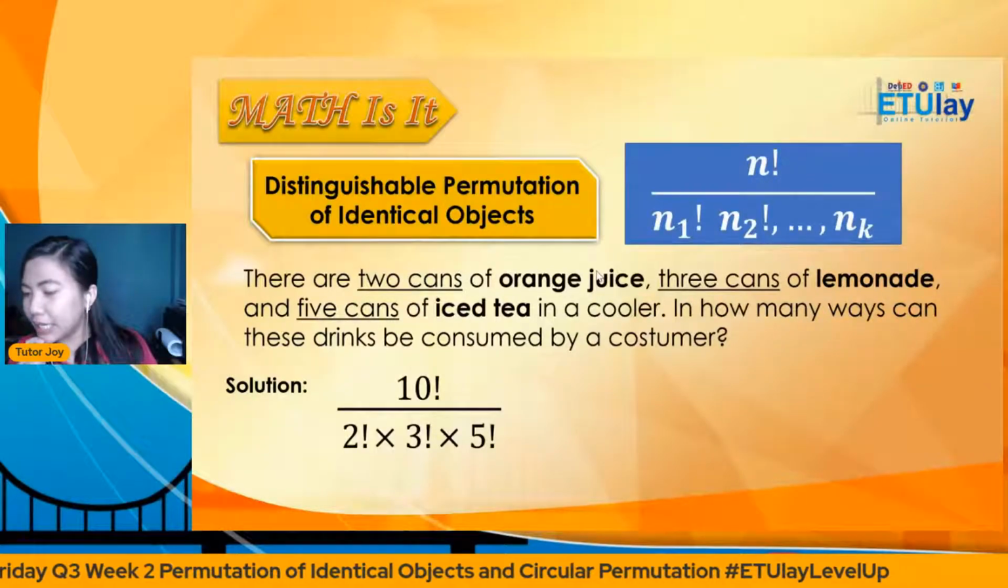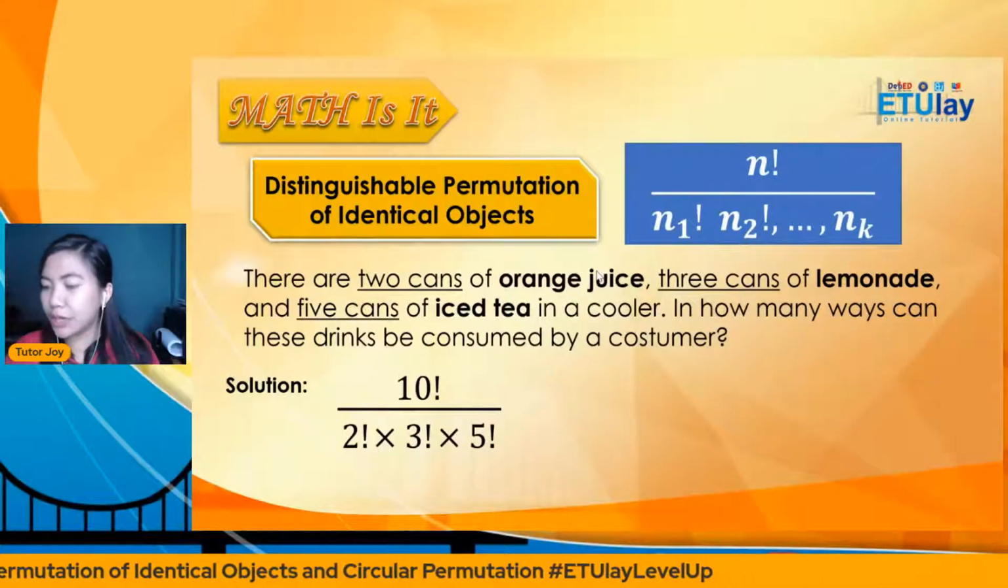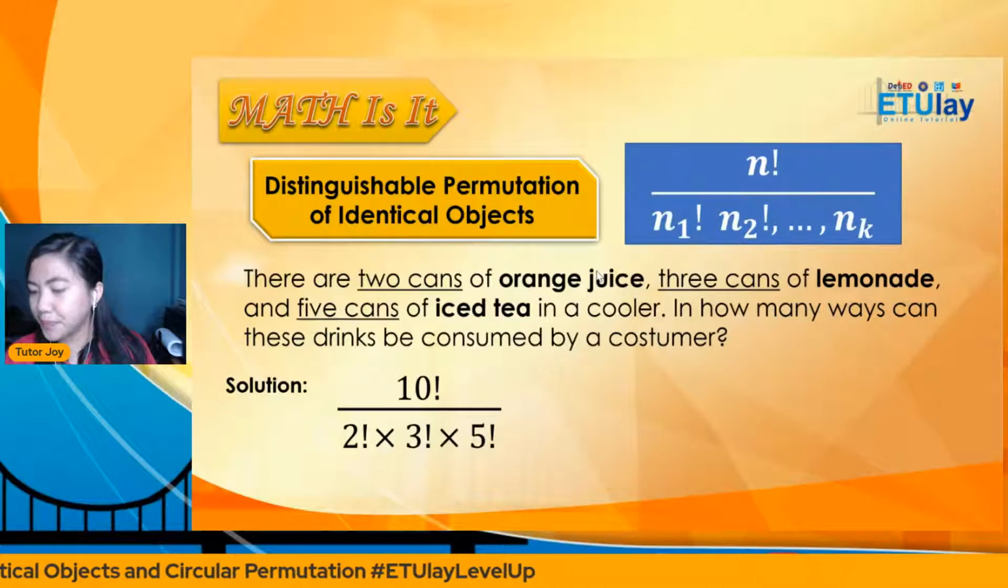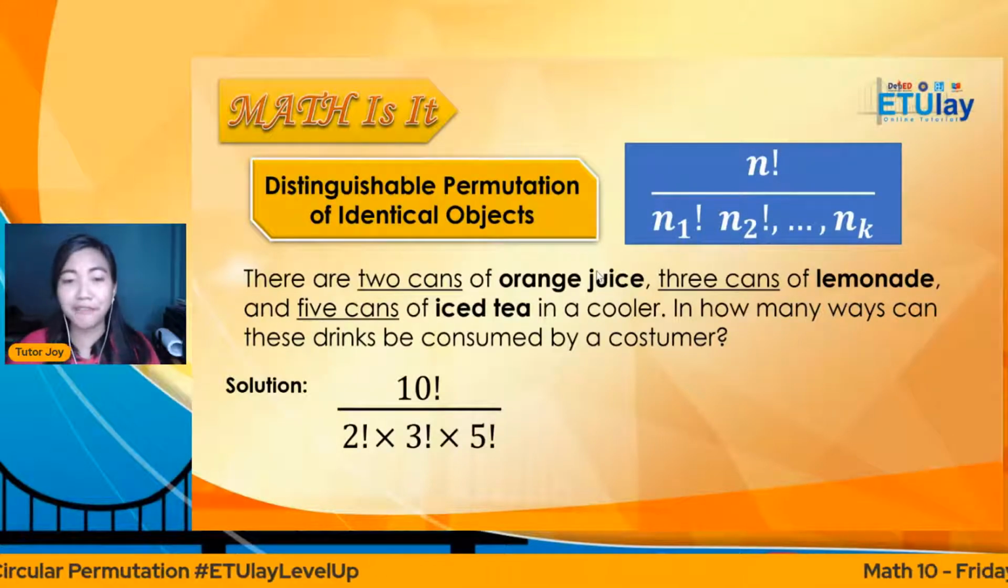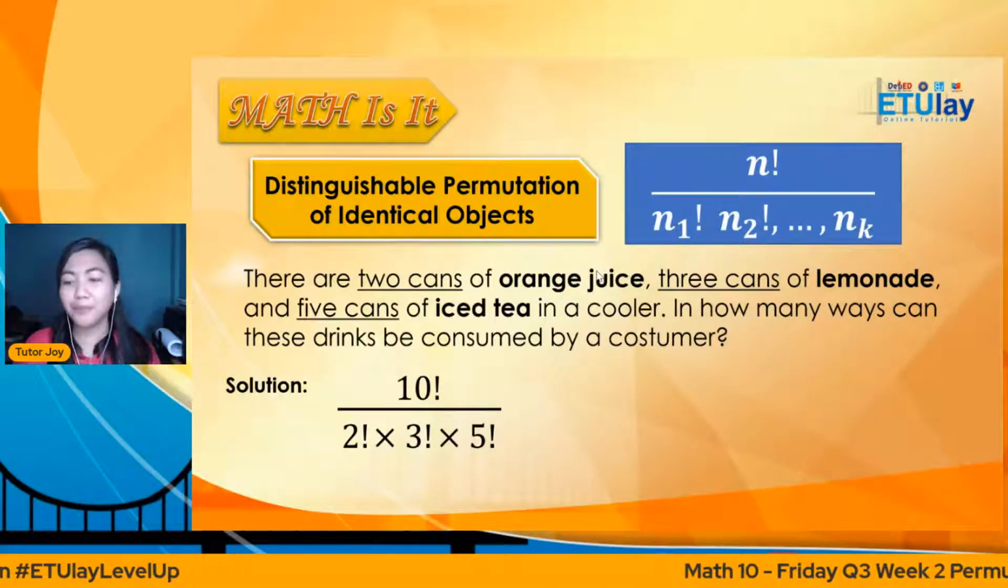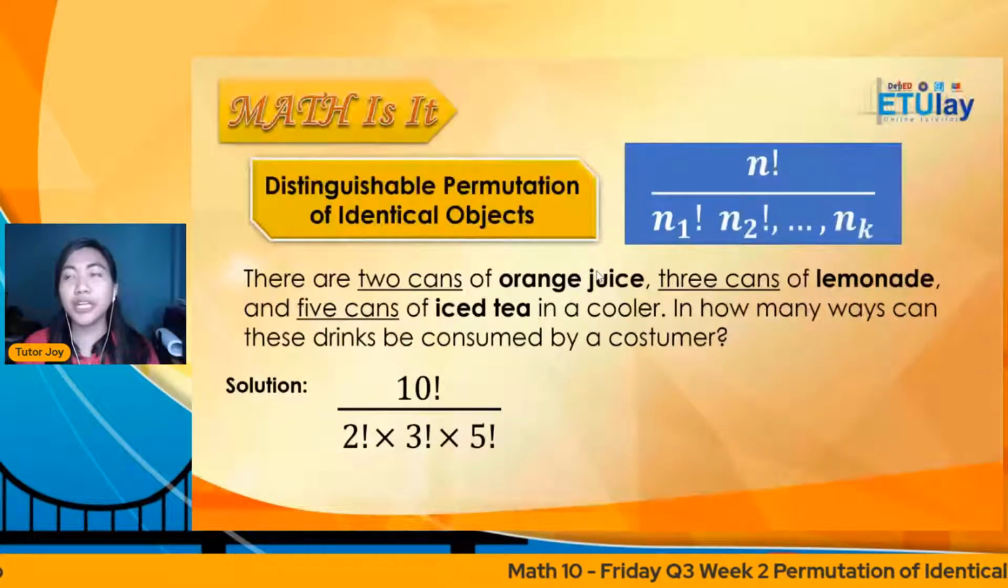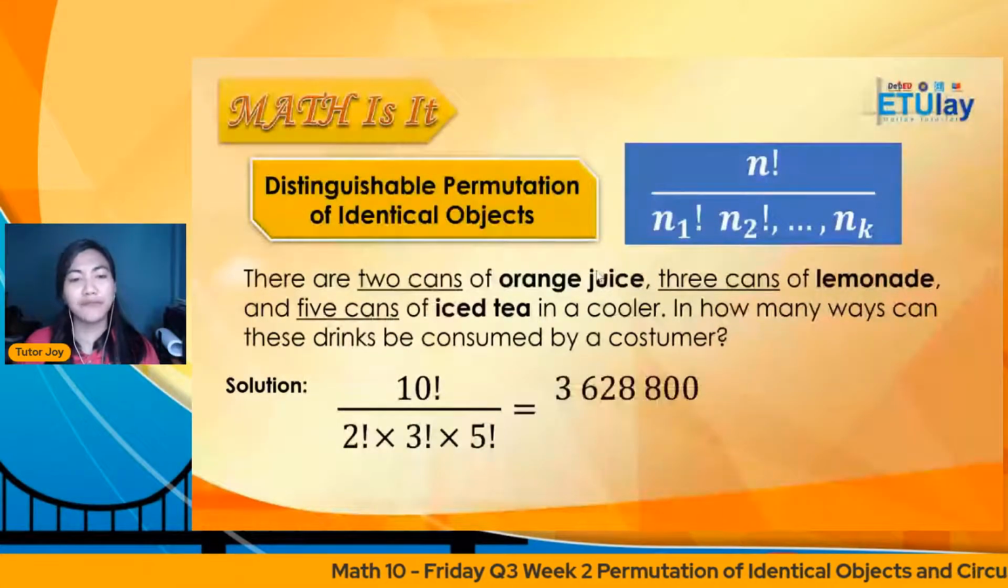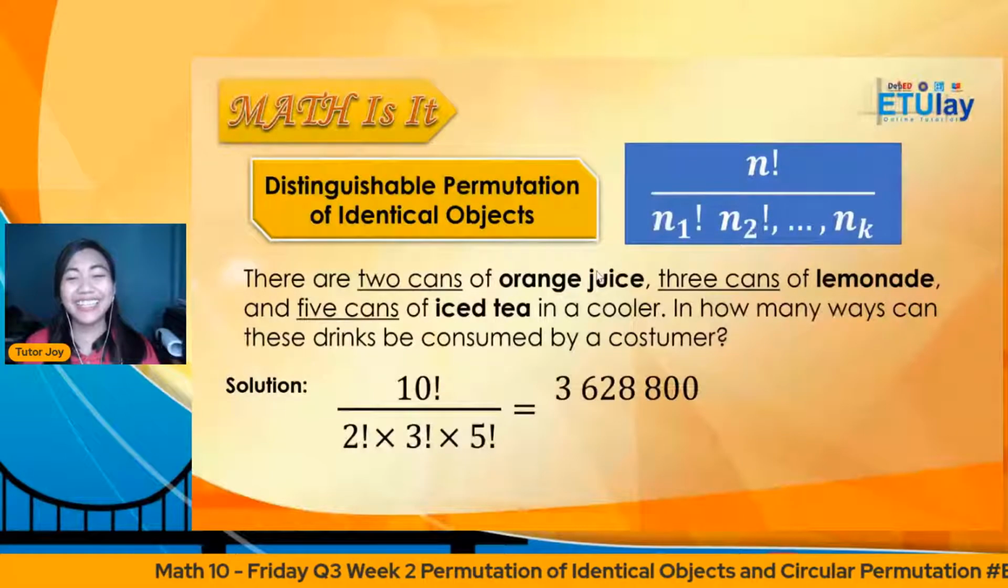May sagot si Mia Miranda, 2,520. At ganun din si Faye Revilla. Okay, let's find out. So, simplifying, 10 factorial is 10 times 9 times 8, 7, 6, 5, 4, 3, 2, 1.